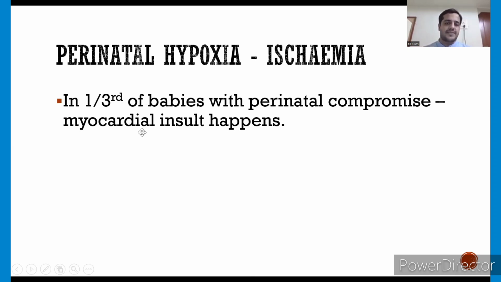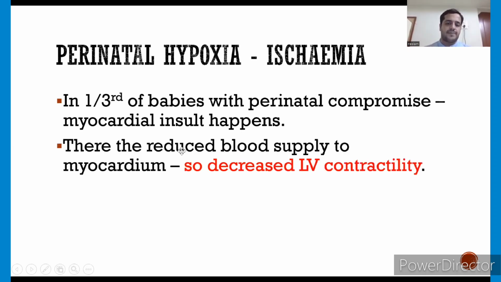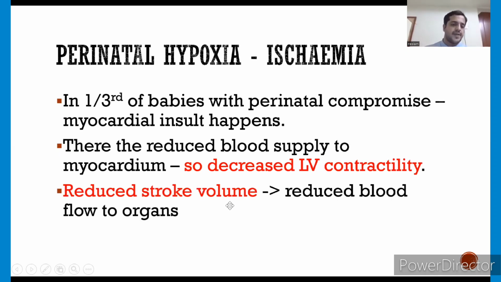Okay, so myocardial insult actually happens in one-third of the babies with perinatal asphyxia, and it happens because of the reduced blood supply to the myocardium. So there is decreased LV contractility. When there is decreased LV contractility, stroke volume decreases and the blood flow to the organs decreases.